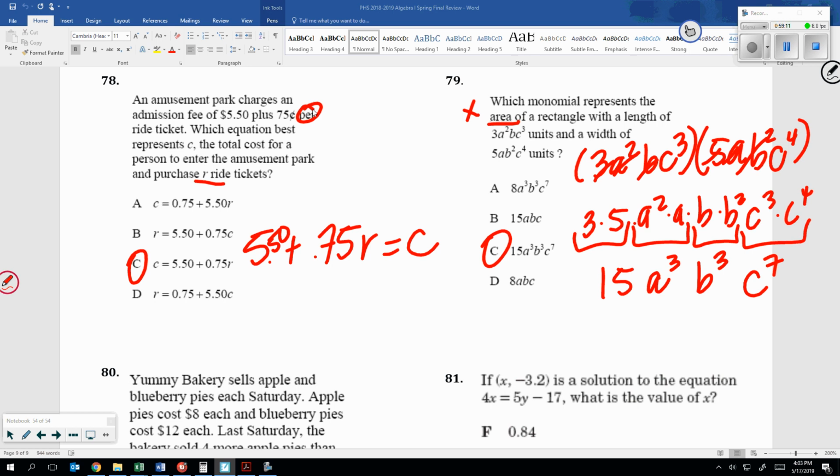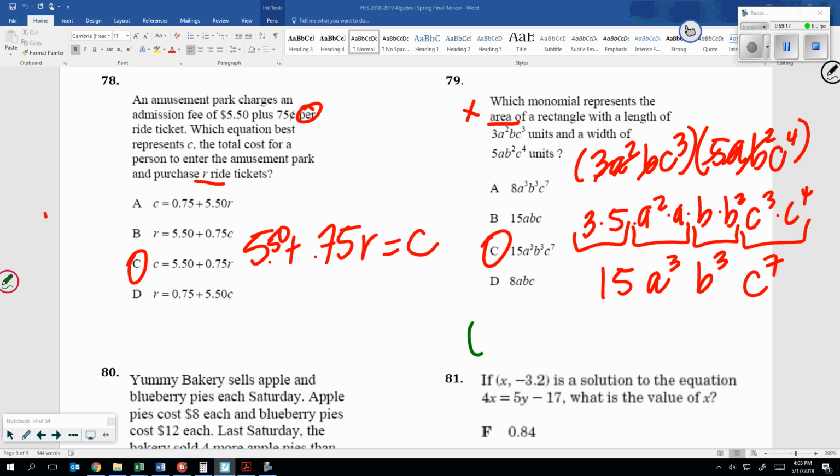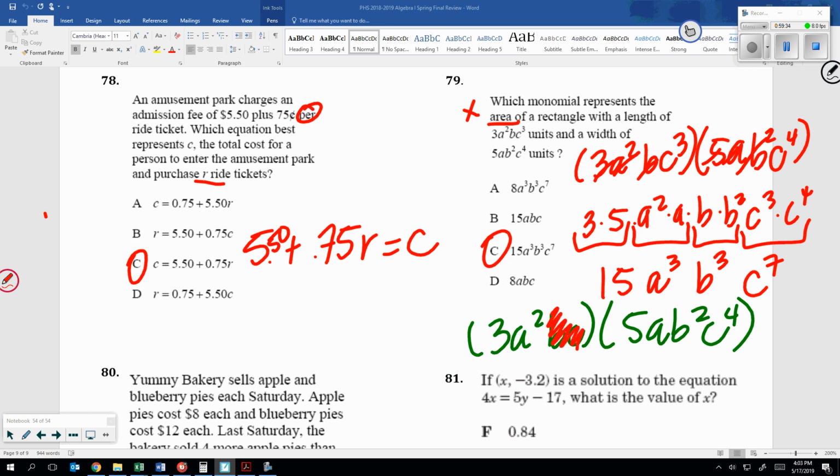Again, if I wanted to do this by graphing and matching, when I had my 3a squared bc and my 5ab2c4, if I wanted to graph and match, just kind of remembering, I have to get rid of b and c, and so I have to get rid of b and c in all of these as well. Okay.